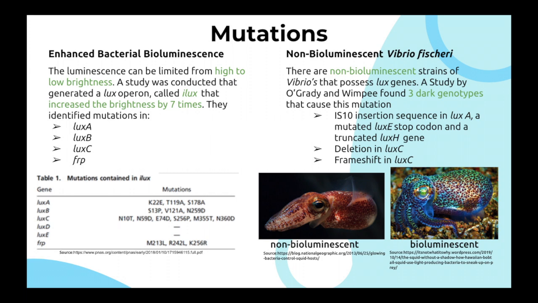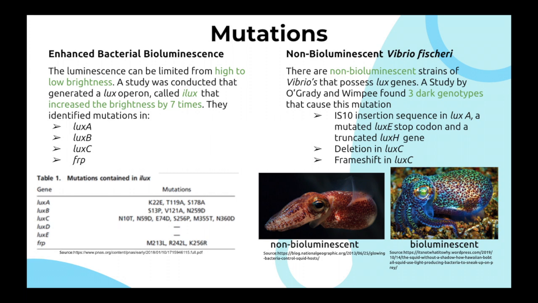The other mutation I found was a study on non-bioluminescent Vibrio fischeri. It has been discovered that there are non-bioluminescent strains of Vibrio that possess Lux genes, which are the primary genes that are responsible for bioluminescence. A study by O'Grady and Wimpee found 3 dark genotypes that cause these mutations. The genotypes of the mutants consist of an insertion sequence, point mutations, and deletions.